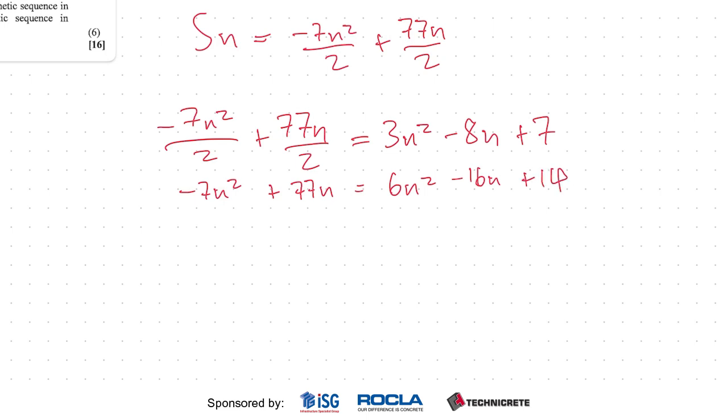So let's bring 7n squared this side, so we'll get 13n squared. 77n this side, so we'll get negative 93n. And then 14 stays 14. And of course now this is just equal to 0. And okay, now this is tricky.